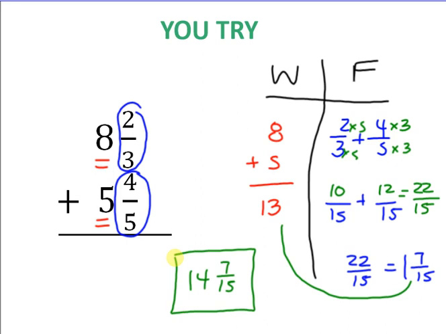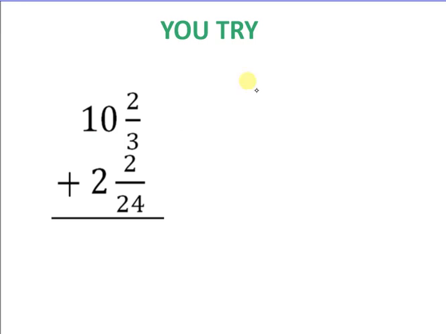So when we made our WF chart, we got 13 as our whole number. We had to find a common denominator, which was 15, and we ended up with 22 over 15, which we had to turn into a mixed number, 1 and 7 over 15. And when we added it back to the 13, we got 14 and 7 over 15. All right, go ahead and try this one.